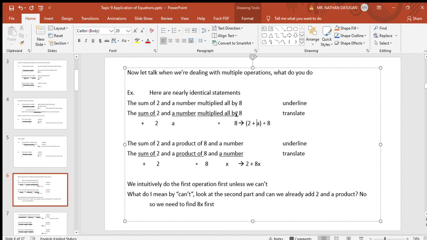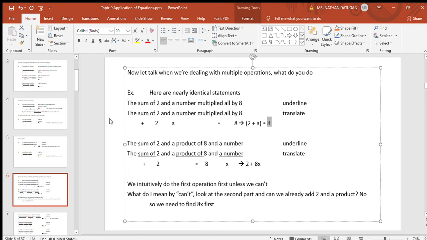And once you translate that part of the sentence, you can close that with parentheses, since we're going to tackle it with another operation. In this case, it is multiplied all by 8. So not only are we multiplying a by 8, we're also multiplying 2 by 8. So just indicate it with parentheses, and we're multiplying everything here by 8. Pretty simple, right? Now let's move on to the second part of the problem example.